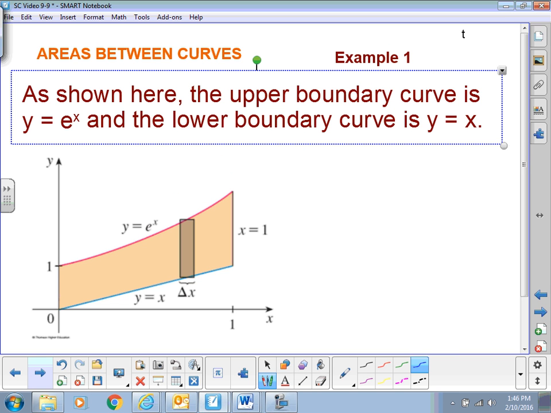And here's just a little bit better visual of the area we just found. So again, that area there we just found to be e minus 3/2.